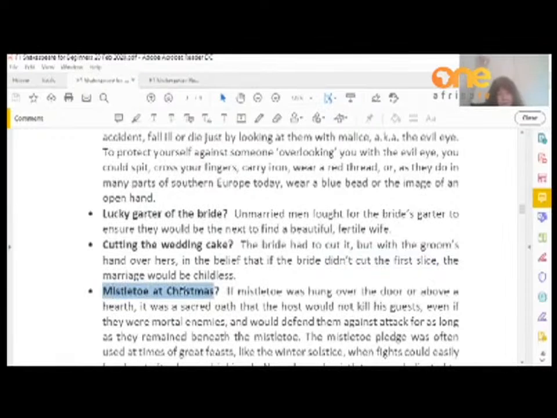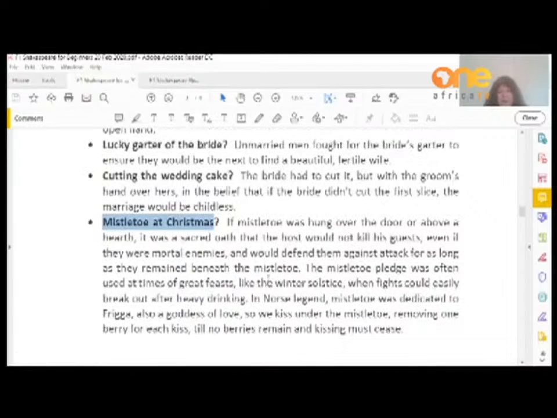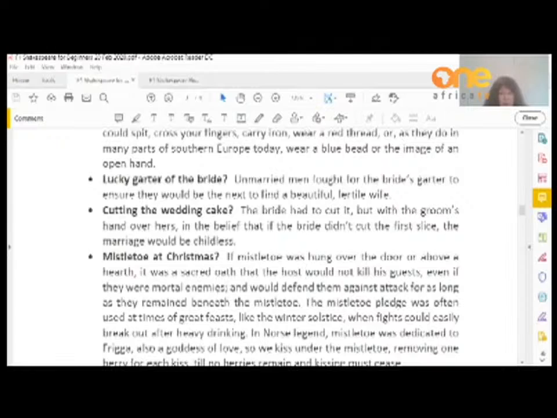Everyone can get to kiss their beloved under the mistletoe at Christmas. If it's hung over the door, it was a sacred oath that the host wouldn't kill his guests, even if they were mortal enemies, and that person would have to defend them against attack for as long as they stayed in a house that had mistletoe.